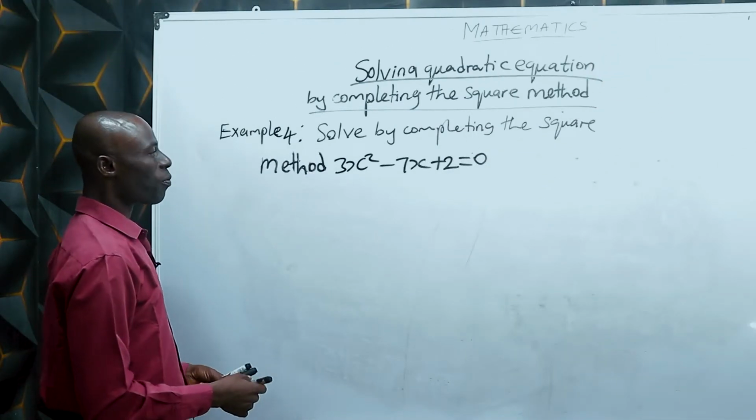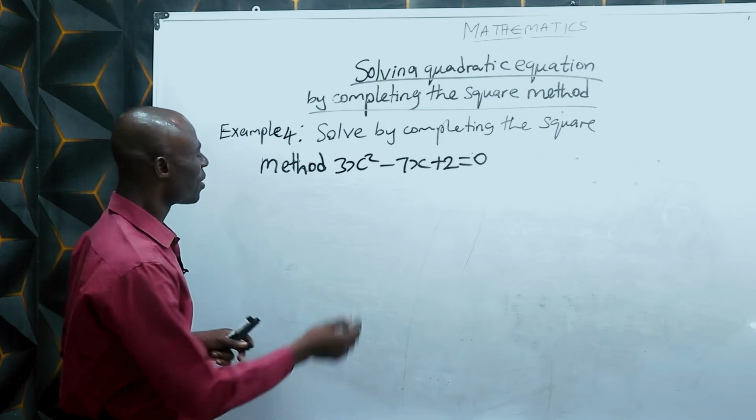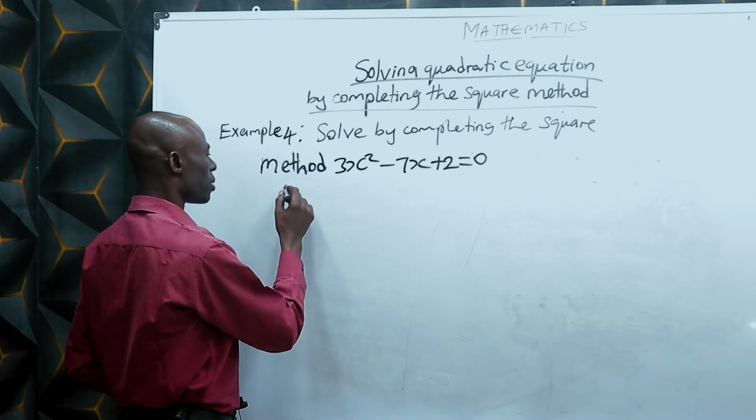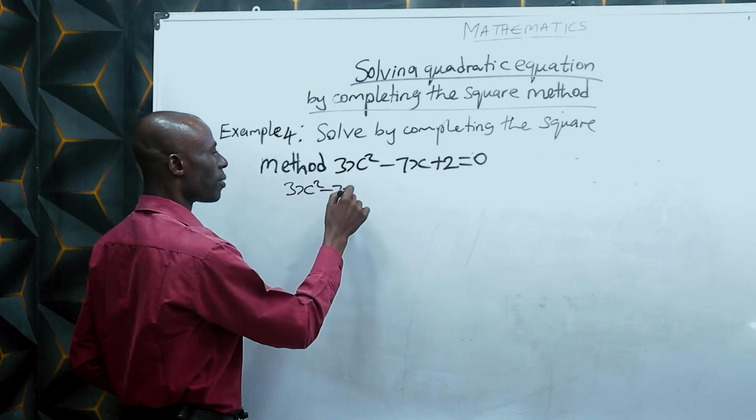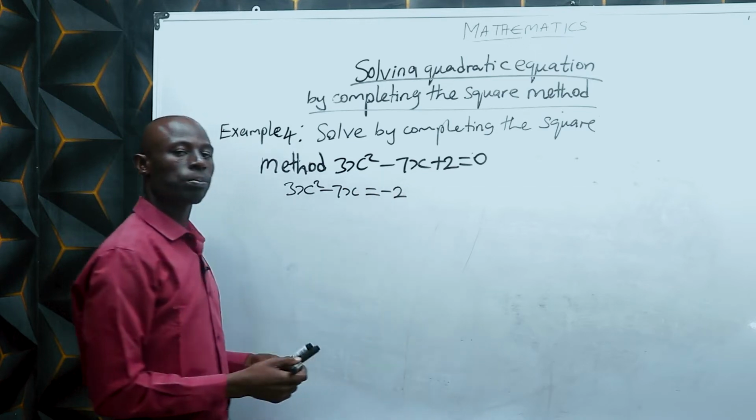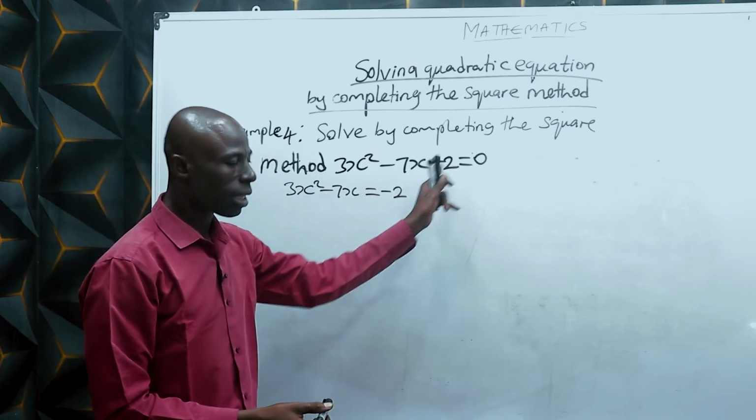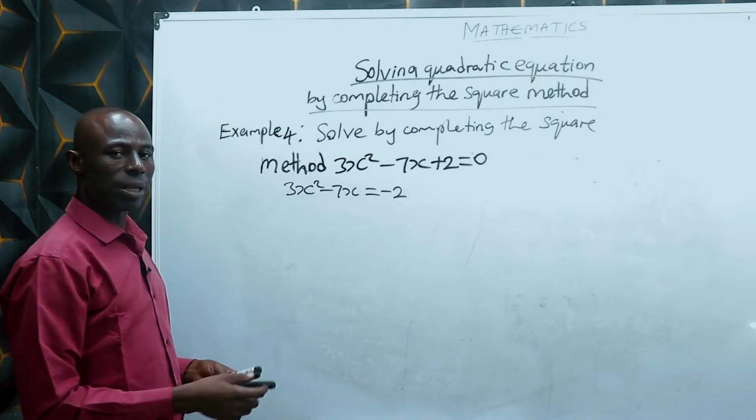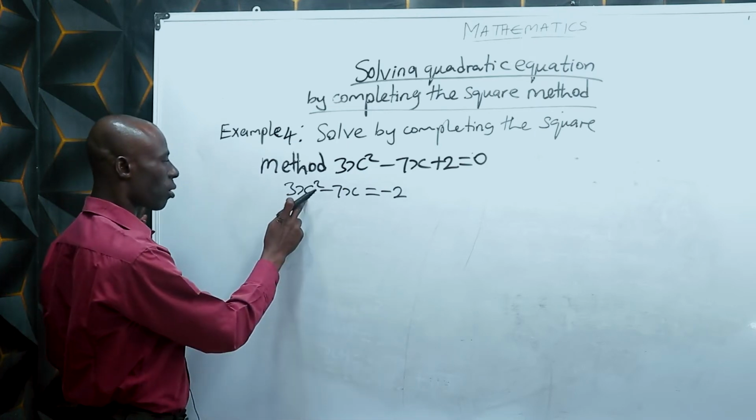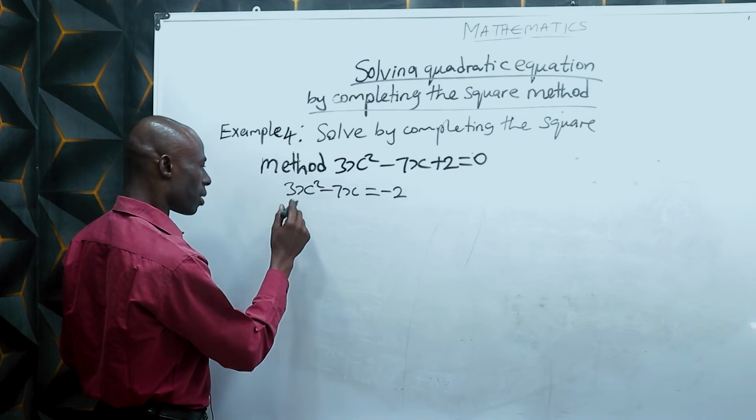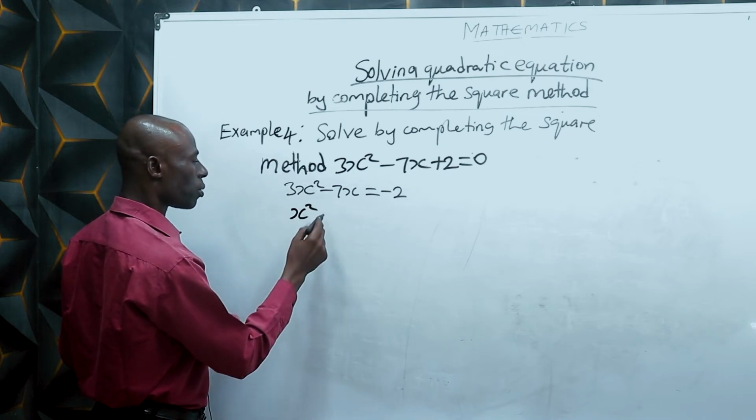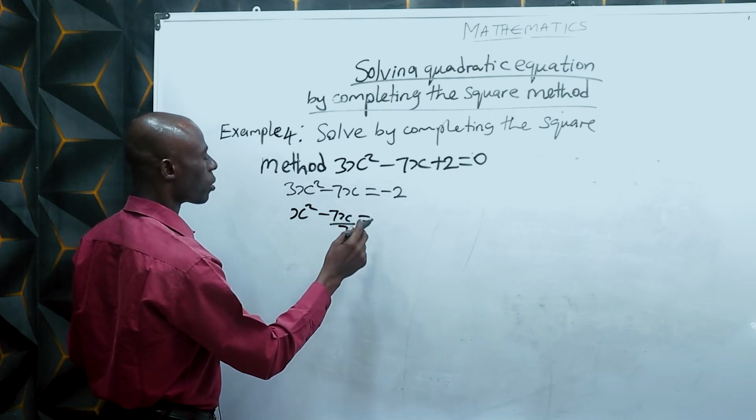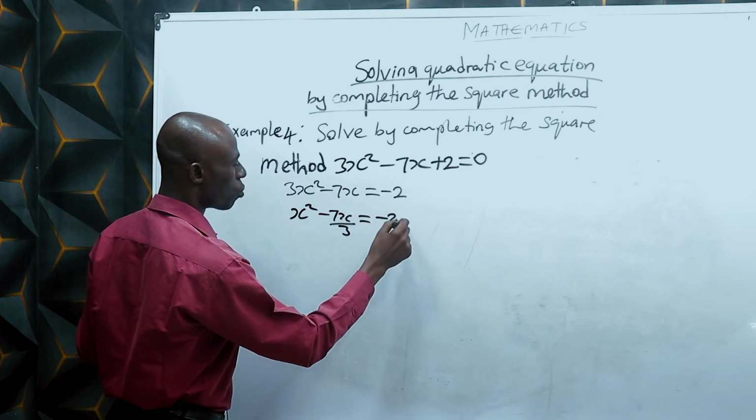Example 4. Solve by completing the square method: 3x squared minus 7x plus 2 equals 0. Separate the constant. You have 3x squared minus 7x equals minus 2, because this positive 2, taking it to the other side, becomes negative 2. Divide each term by the coefficient of x squared. The coefficient of x squared here is 3. Use 3 to divide 3x squared, you have x squared. Use 3 to divide minus 7x, you have minus 7x over 3, equals minus 2 over 3.